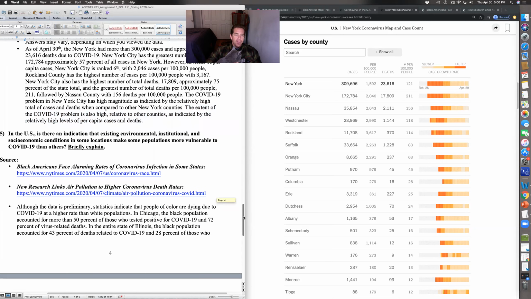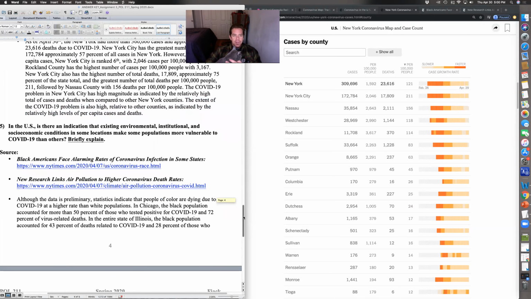Now, I also want to get into thinking about some populations being impacted more than others in terms of this pandemic.